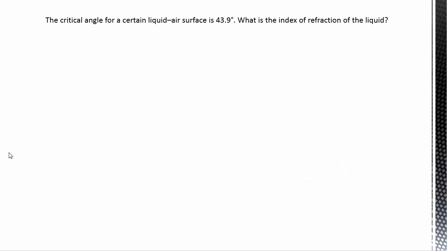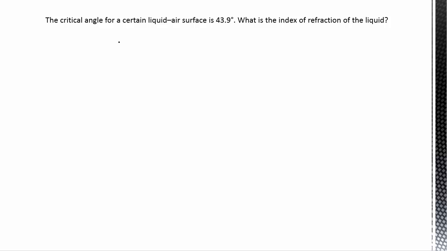Alright, one last one here. Critical angle for a certain liquid air surface is 43.9. What is the index of refraction of the liquid? So we're going to assume that the light is going from the liquid to the air. So we want to find the index of refraction of the liquid. We're not going to have some liquid with an index of refraction less than air.